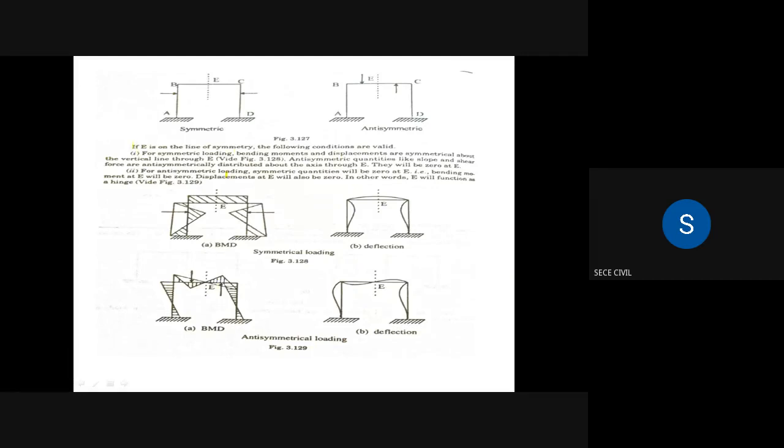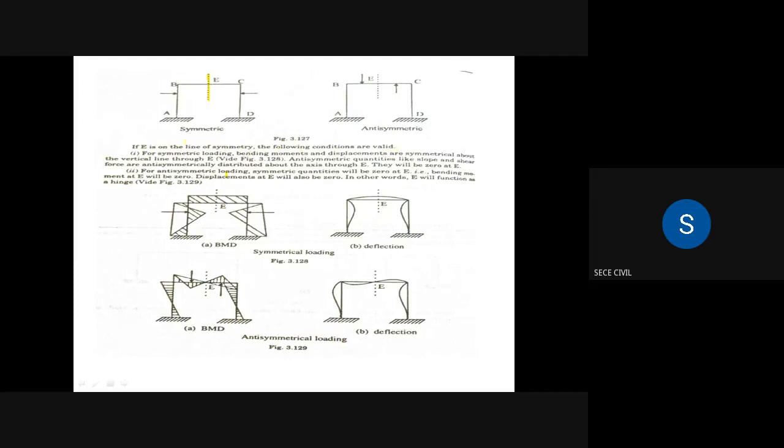Now see this particular figure. E is on the line of symmetry, so E is the center point. It lies on the line of symmetry. This dotted line is nothing but the line of symmetry. If we cut the frame along this line of symmetry, the left half and right half are equal. If E is on the line of symmetry, then the following conditions are valid.